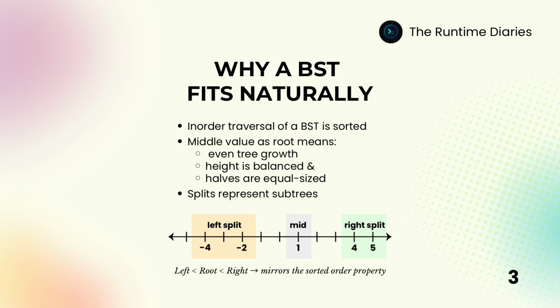Let's think about why BST is a perfect match. A BST's in-order traversal always gives a sorted list of values. So if we start with a sorted list, we can reverse that idea. Use the middle element as the root. Everything left of that number becomes the left subtree. Everything right becomes the right subtree. That one insight ensures that the tree grows evenly and stays height balanced. It's symmetry in action. Left is less than root, which is less than right.